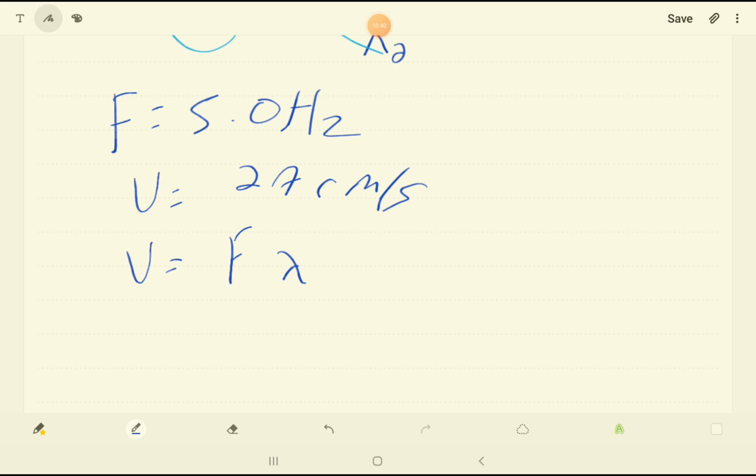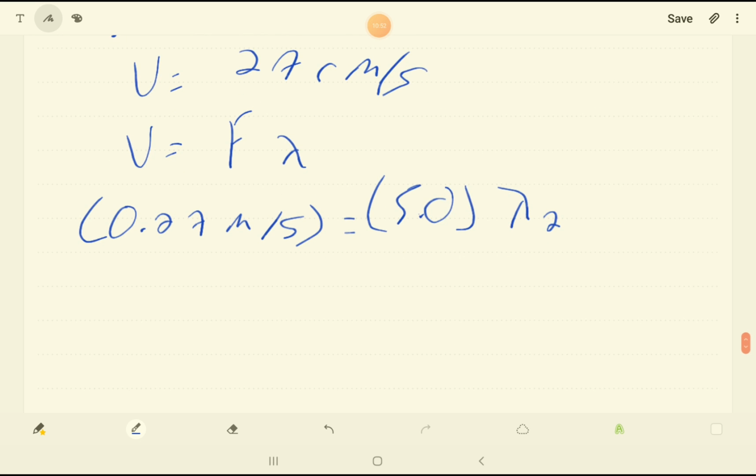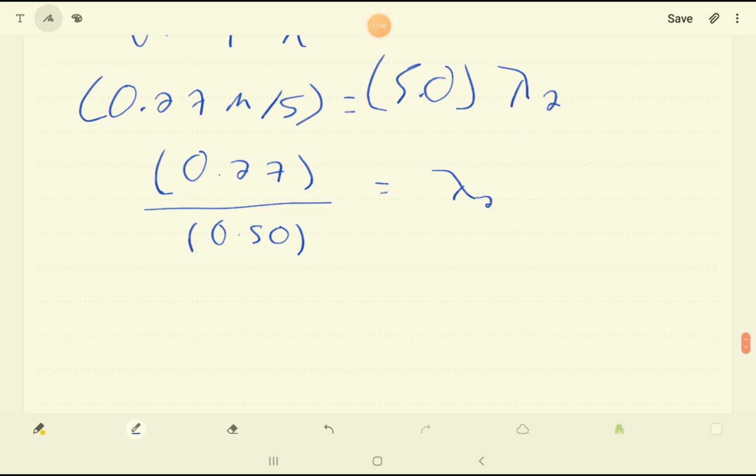And so we're going to convert this to meters per second, which is 0.27 meters per second. The frequency is 5 hertz. And we're trying to get our lambda of the shallow wave. When we plug in our numbers and divide both sides by the frequency, we end up isolating for our wavelength, and that ends up being, if we convert it to centimeters, about 5.4 centimeters.